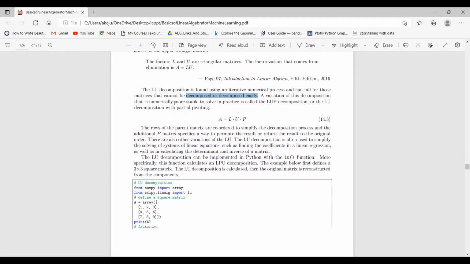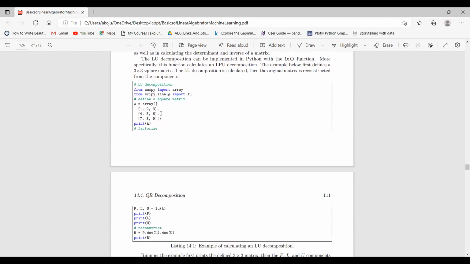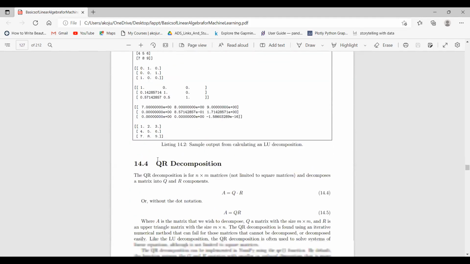The variation of this decomposition that is numerically more stable to solve in practice is called LUP decomposition, or LU decomposition with partial pivoting. The rows of the parent matrix are reordered to simplify the decomposition process, and the additional P matrix specifies a way to permute the result or return the result to the original order. If you multiply all three, the partial pivoting matrix, L and U, we will get A. If you are unable to do LU, then we will go for partial pivoting. This can be done with the help of NumPy and SciPy linear algebra.